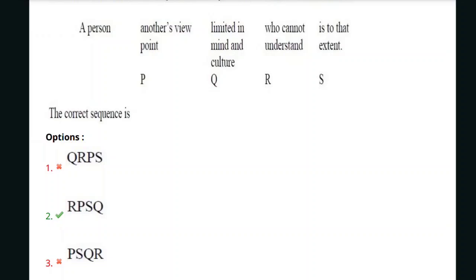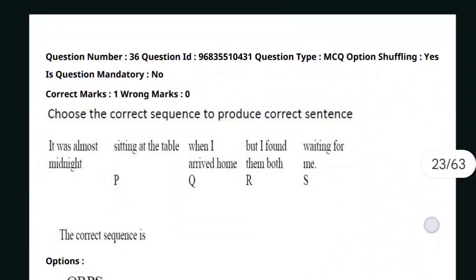So the correct order here is RPSQ. Once again, let's look at the sentence in the correct order. A person who cannot understand another's viewpoint is to that extent limited in mind and culture. So the correct answer here is RPSQ. Let's move towards the next question, 36th question.